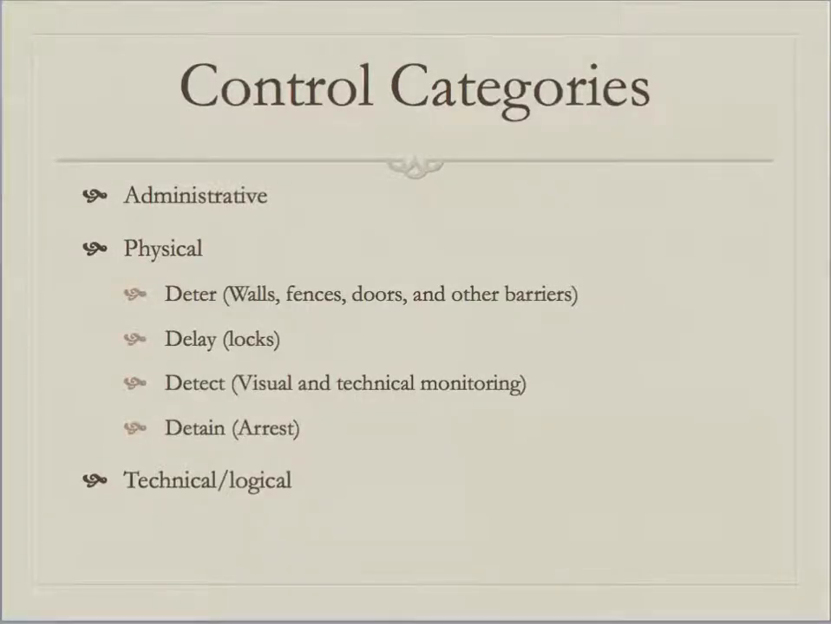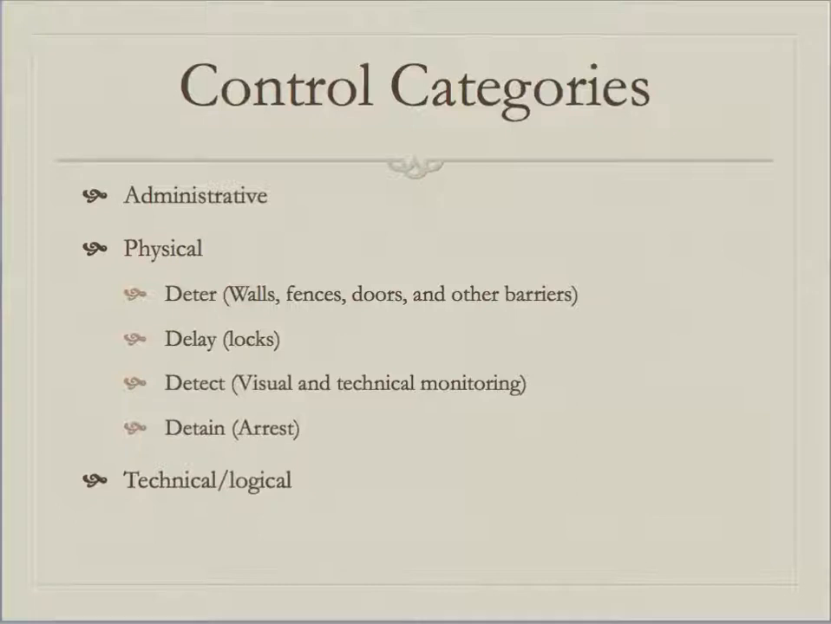So the control categories, there's 3: administrative, physical, technical, logical. Technical, logical, some people call them technical controls, some logical controls, but they're essentially the same thing. Physical controls are made up by walls, doors, and fences, and that type of thing. And they're designed to deter an intruder. And if an intruder is not deterred, then the controls should delay the intruder until he or she can be detected and detained. So that's the purpose of physical controls.